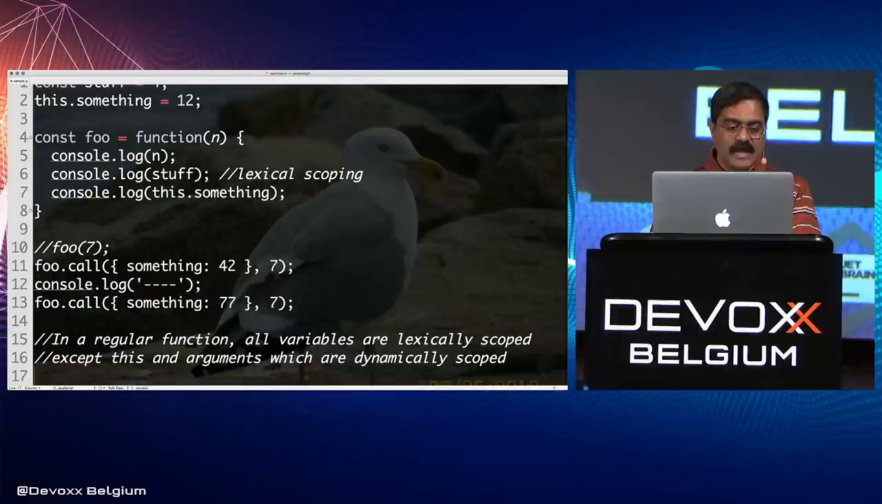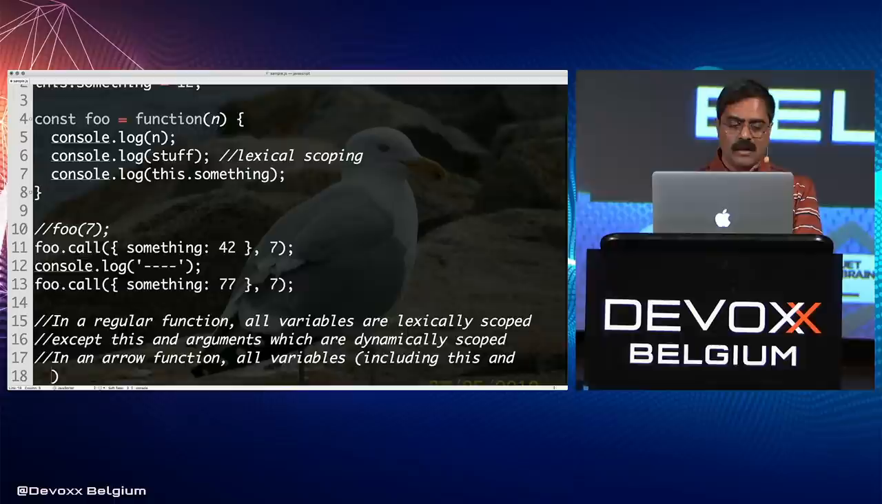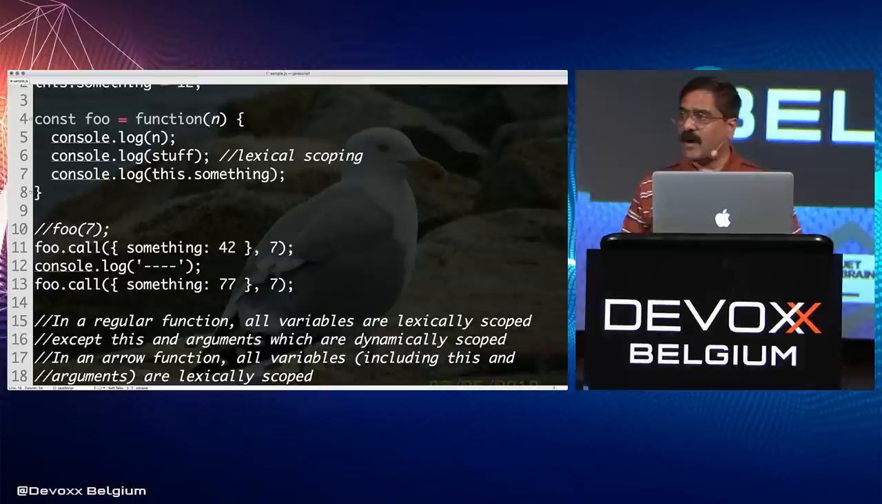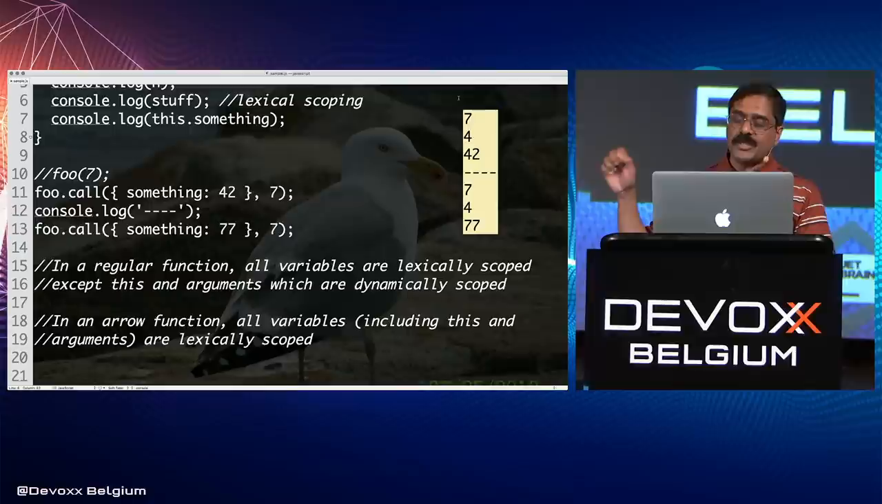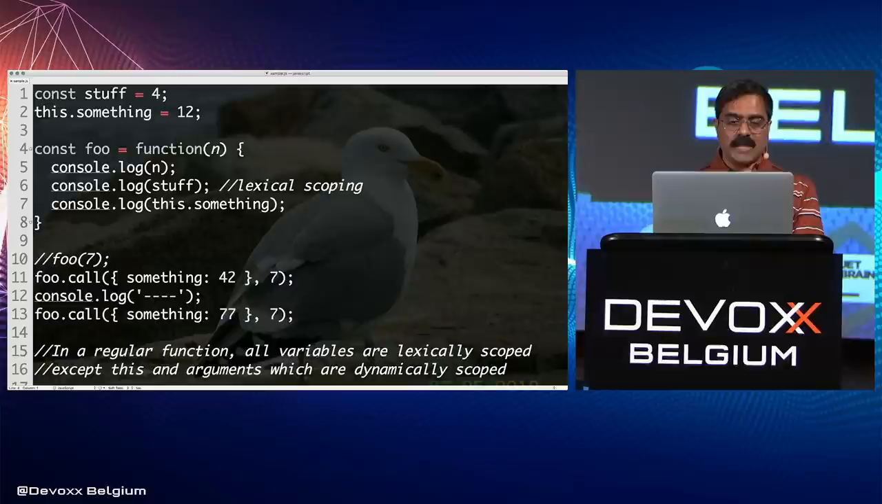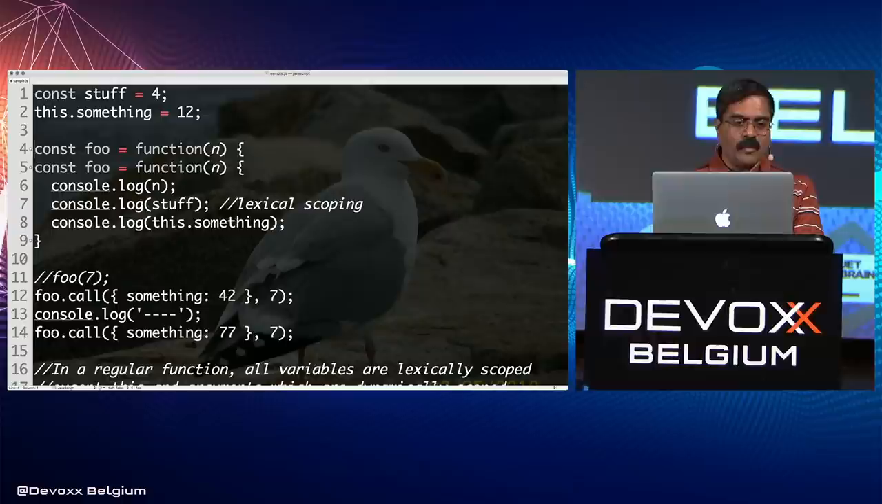In an arrow function, all variables, including this and arguments, are lexically scoped. So this is one of the things you have to be very careful about. When it comes to regular functions versus arrow functions, the behavior is very different. To illustrate this, let's go back and run this code one more time. So if I go back over here and execute this, notice the last line in both of those, 42 and 77. But the change I'm going to make here is I'm going to take this line right here, and only this line, and replace this function with an arrow function. That's all I did, the change I did.